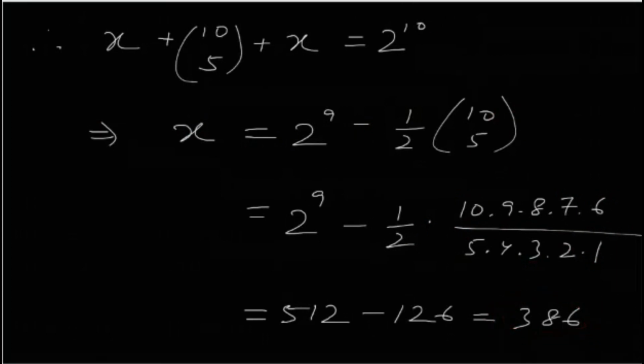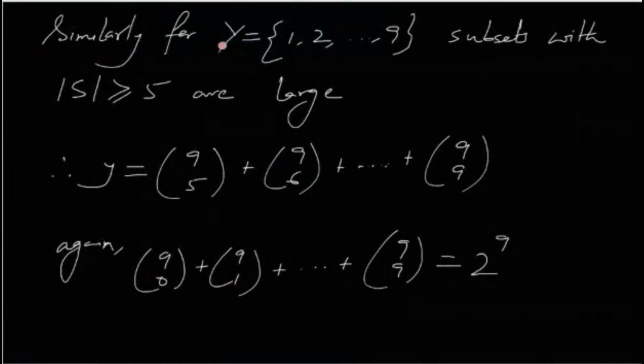Now the same reasoning follows for y. Similarly, for y, this is the set Y equals 1, 2, up to 9. Subsets with |S| greater than or equal to 5 are large, because here the number of elements in Y is 9.